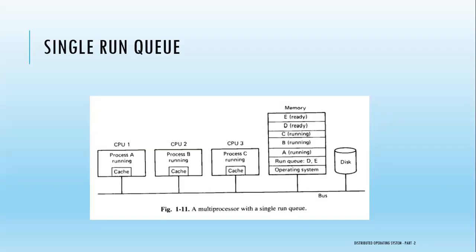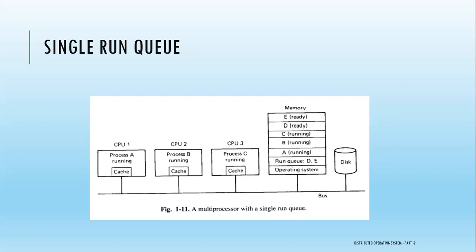A multiprocessor with a single run queue. The important characteristic of this class of system is the existence of a single run queue, a list of all the processes in the system that are logically unblocked and ready to run. The run queue is a data structure kept in the shared memory.